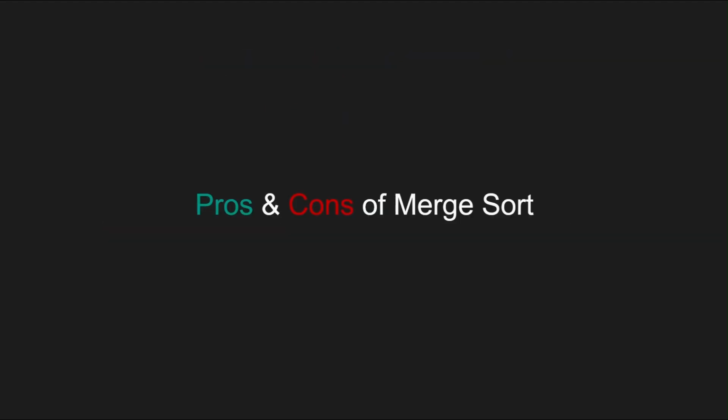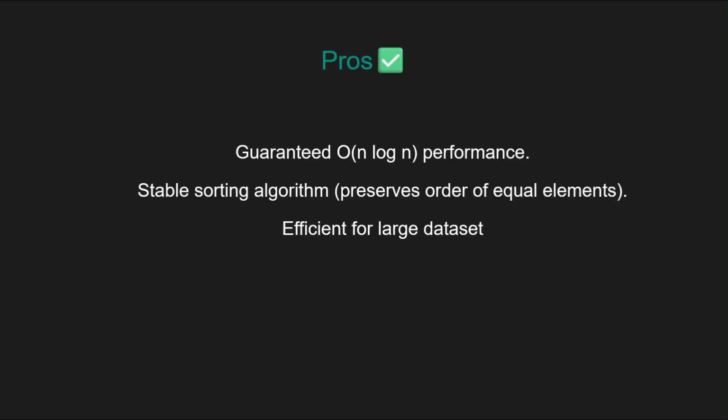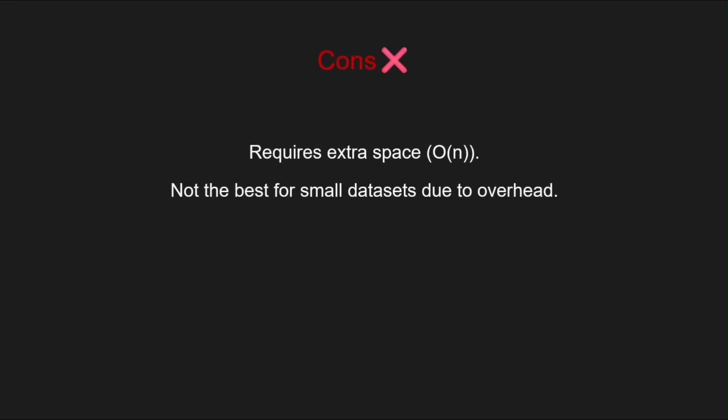Pros and cons of merge sort. Merge sort has several advantages. It guarantees order of n log n time, which is stable and works for large datasets. In cons, it requires extra space, which can be a downside for memory constrained environments, and it is not suited for smaller datasets.